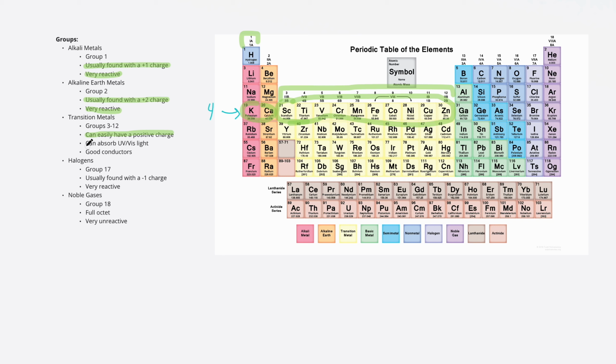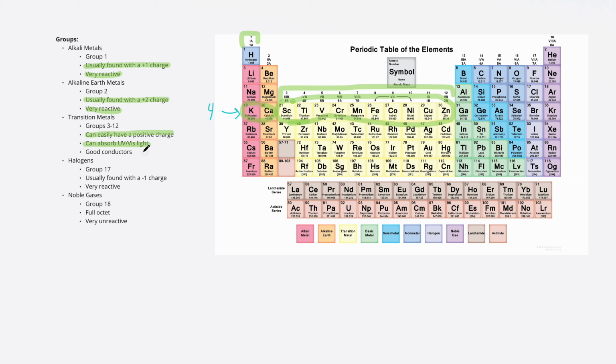The next really special thing about these is that they can absorb UV and visible light, but only if they're in a compound. So if you have one of these transition metals in a compound with another element, then there's a good chance it's going to be able to absorb this UV or visible light. And this has to do with the electrons that are in the d subshell. You don't have to really know the explanation for this, but just know that the d subshell is what helps to explain this. And it has to do with those electrons absorbing the photons in the UV and visible light spectrum. So go back to one of the earlier videos if you want to see how electrons and photons interact.